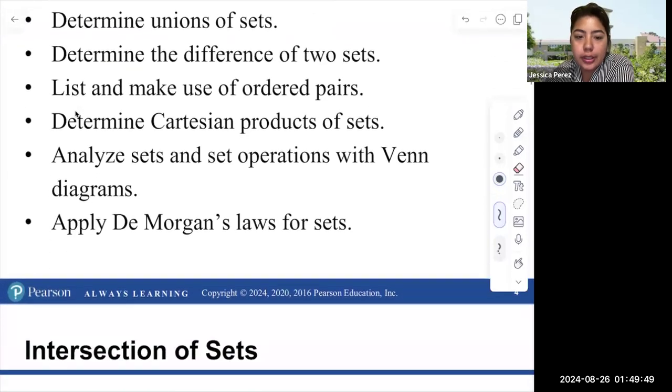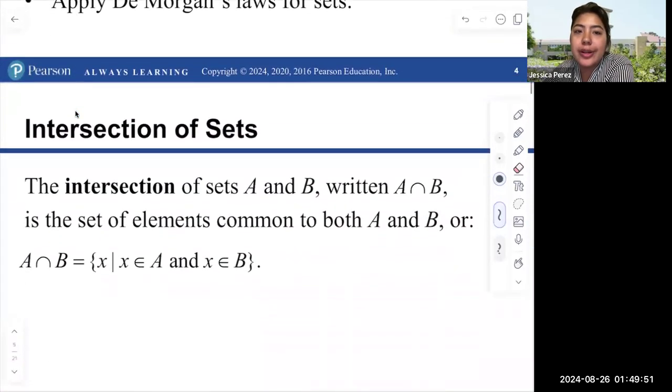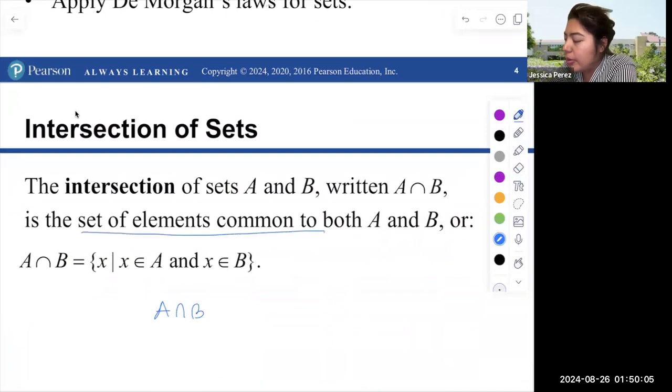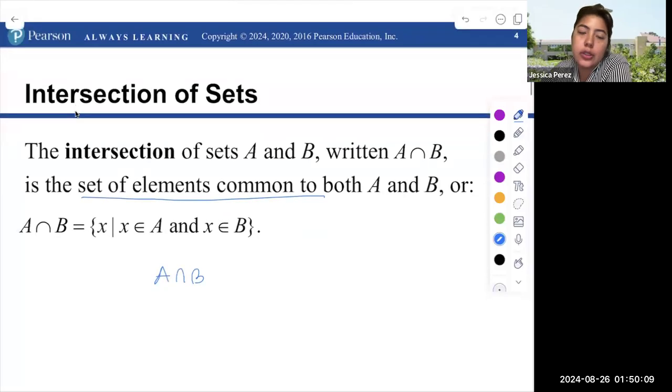So let's get started. Let's talk about what intersections of sets are. An intersection of sets A and B is written as A ∩ B. It looks like this. That means, what are the common elements from both A and B? So A ∩ B is the elements that live in A and in B at the same time.